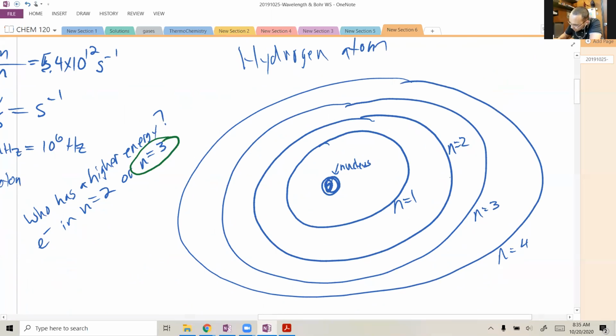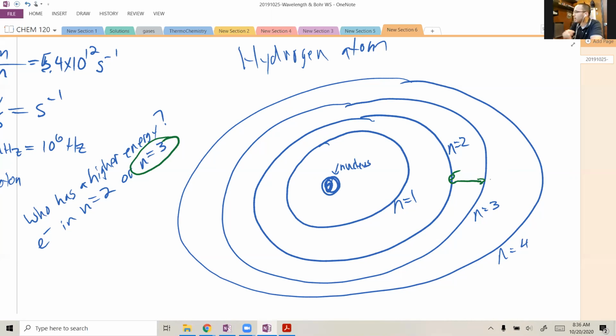So if we want to move an electron from n equals 2 up to n equals 3, do we need to add energy or do we need to remove energy? So if we want to take an electron and move it from n equals 2 to n equals 3, is that going to take energy or is that going to release energy? Take. Take, very good. So we are moving up that hill, right? So just like a rock getting pushed out of a hole, it takes us energy to move it up, right? So it's going to take in energy.